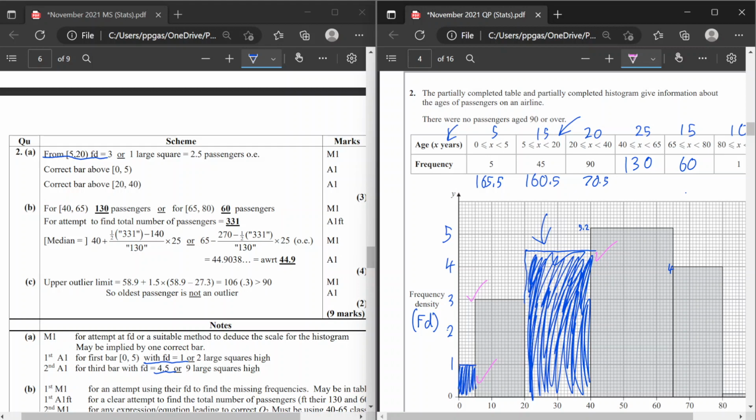So yeah, histograms, I'm pretty sure they come up in GCSE stats as well. So if you did that, you'd be in pretty good shape to answer these questions.